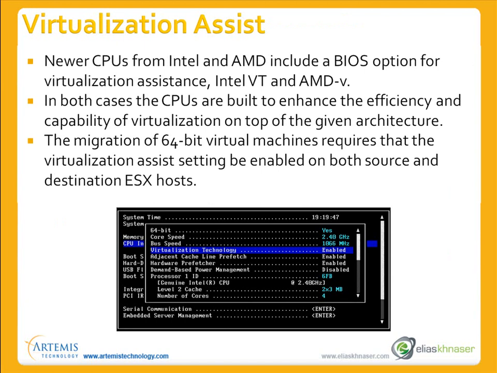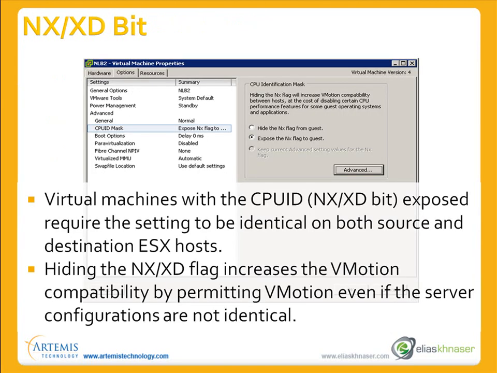So in order for you to enable virtual machines that are 64-bit to migrate using vMotion, you would have to enable Virtualization Assist, and Virtualization Assist is typically enabled within the BIOS of your server. Now let's talk a little bit about NX XD-bit.